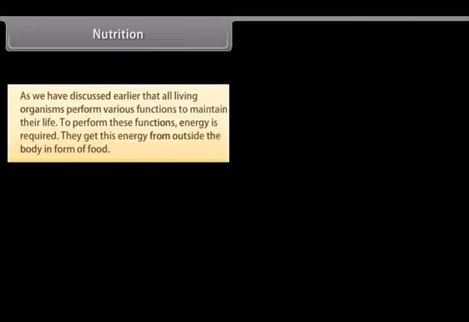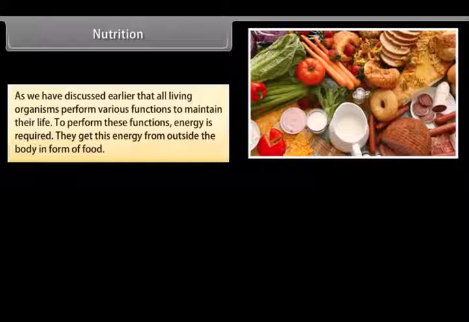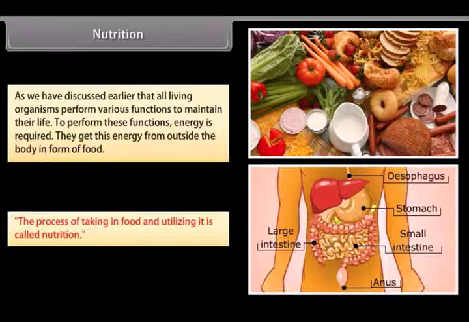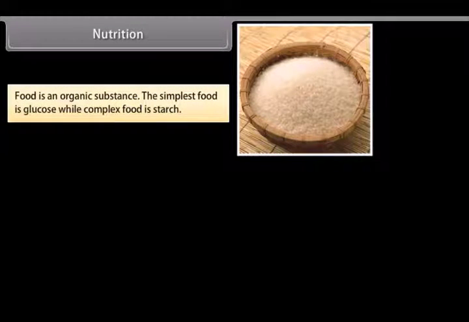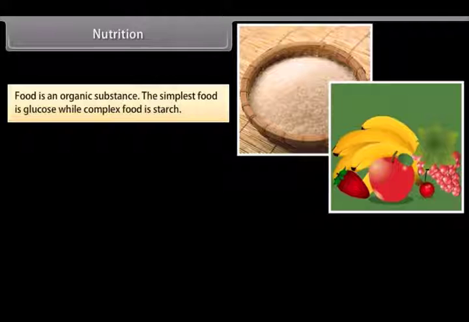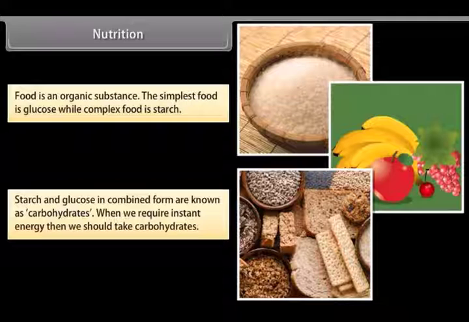Nutrition. As we have discussed earlier, all living organisms perform various functions to maintain their life. To perform these functions, energy is required. They get this energy from outside the body in the form of food. The process of taking in food and utilizing it is called nutrition. Food is an organic substance. The simplest food is glucose, while complex food is starch. Starch and glucose in combined form are known as carbohydrates.